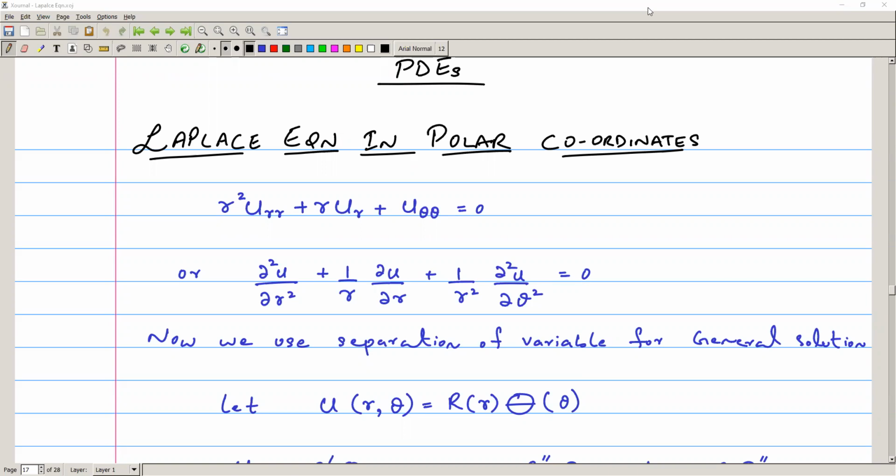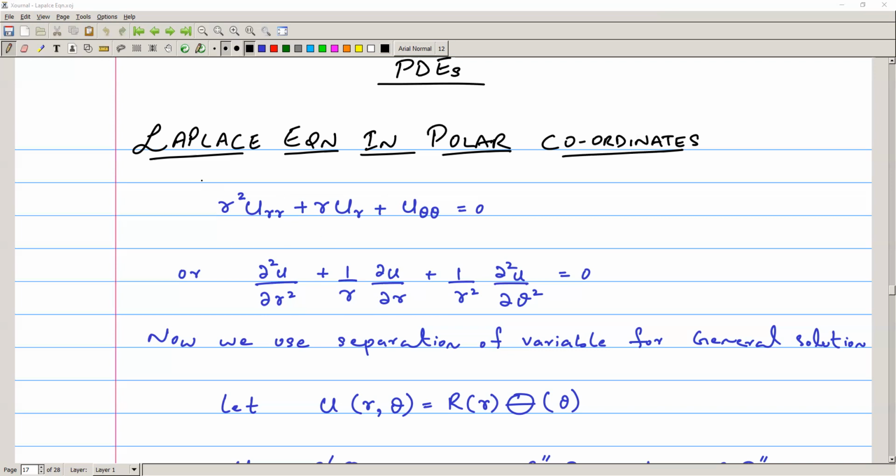So today we will discuss the Laplace equation in polar coordinates, and we are going to discuss three particular cases. That is the interior Dirichlet problem for the interior of a disk, the Dirichlet problem for the exterior of a disk, and then the temperature distribution on an annulus, right?